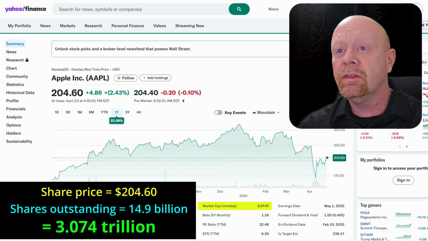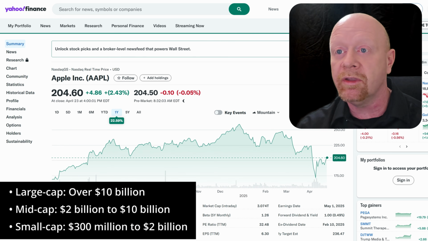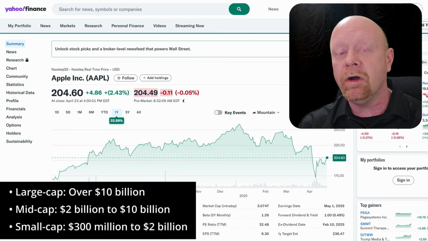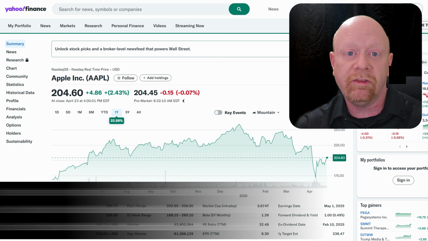For reference, large cap companies are typically over $10 billion. Mid cap range from 2 billion to 10 billion, and small cap are 300 million to 2 billion. They're the smallest, small cap.